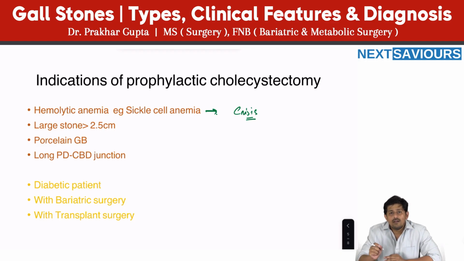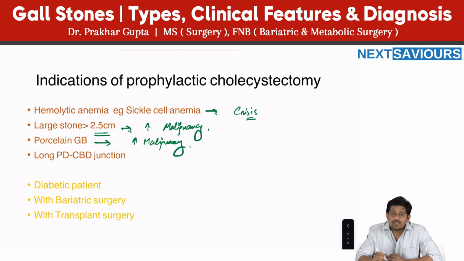So that is why it is recommended that every patient who has any hemolytic condition should undergo a prophylactic cholecystectomy. Large stone, that is a stone which is more than 2.5 centimeter, these patients will require surgery because there is increased risk of development of malignancy in these patients. Then porcelain gallbladder, again this is an increased risk of malignancy, and that is why it is better to get the gallbladder removed prophylactically.